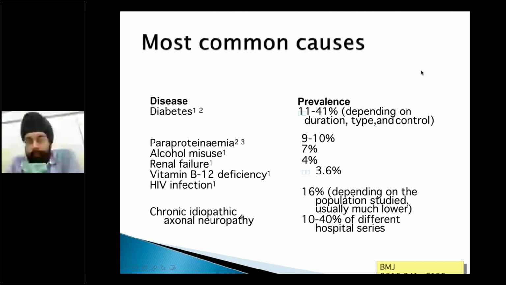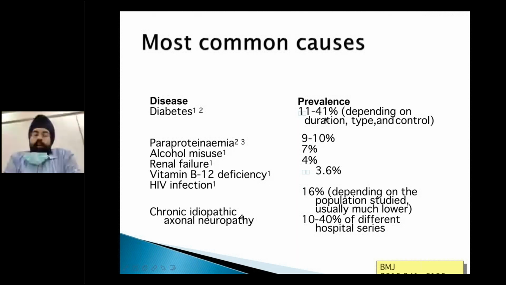So let's go on to the most common causes first. Obviously, the first most common cause worldwide is diabetes. This is from BMJ. Any patient coming to you with any sort of symptoms, be it positive symptoms or negative symptoms, you first need to inquire about the history of diabetes. It has a prevalence of almost 11 to 41% in diabetes, neuropathy per se.